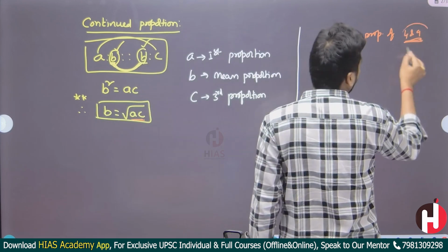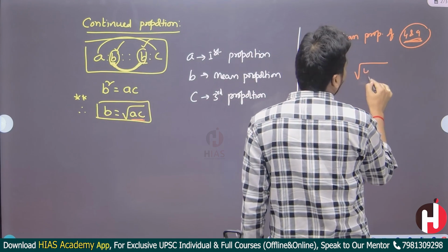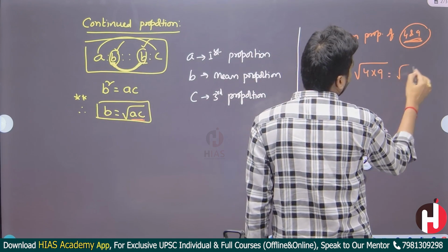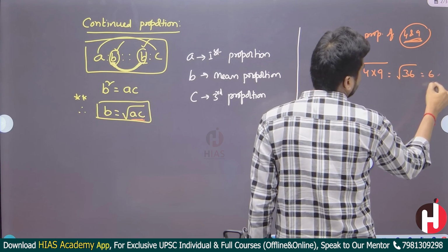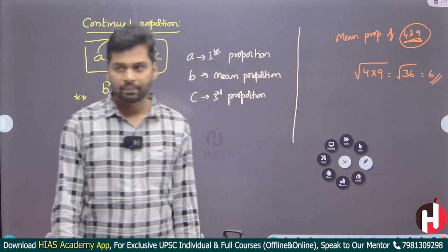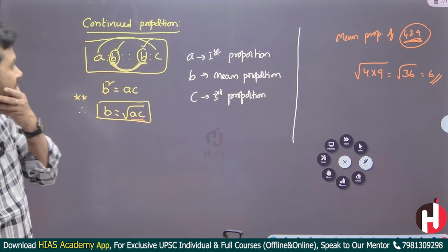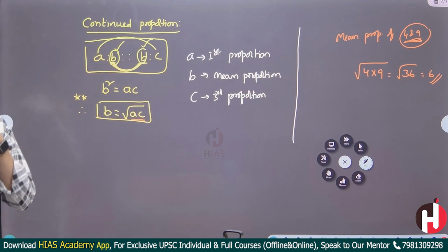So the mean proportion of 4 and 9 means root over 4 into 9, which is root 36, which is equal to 6. Okay, so you can write this example: find the mean proportion of 4 and 9, which is nothing but the square root of the product of the two numbers.